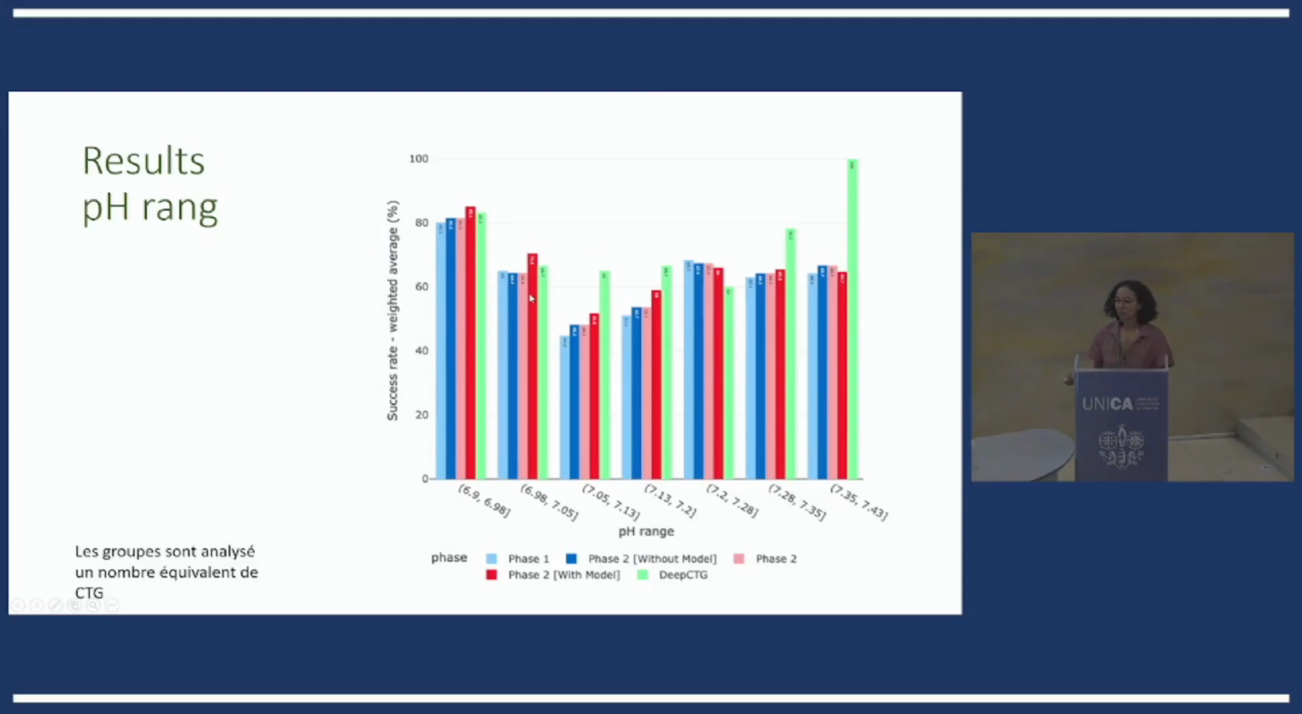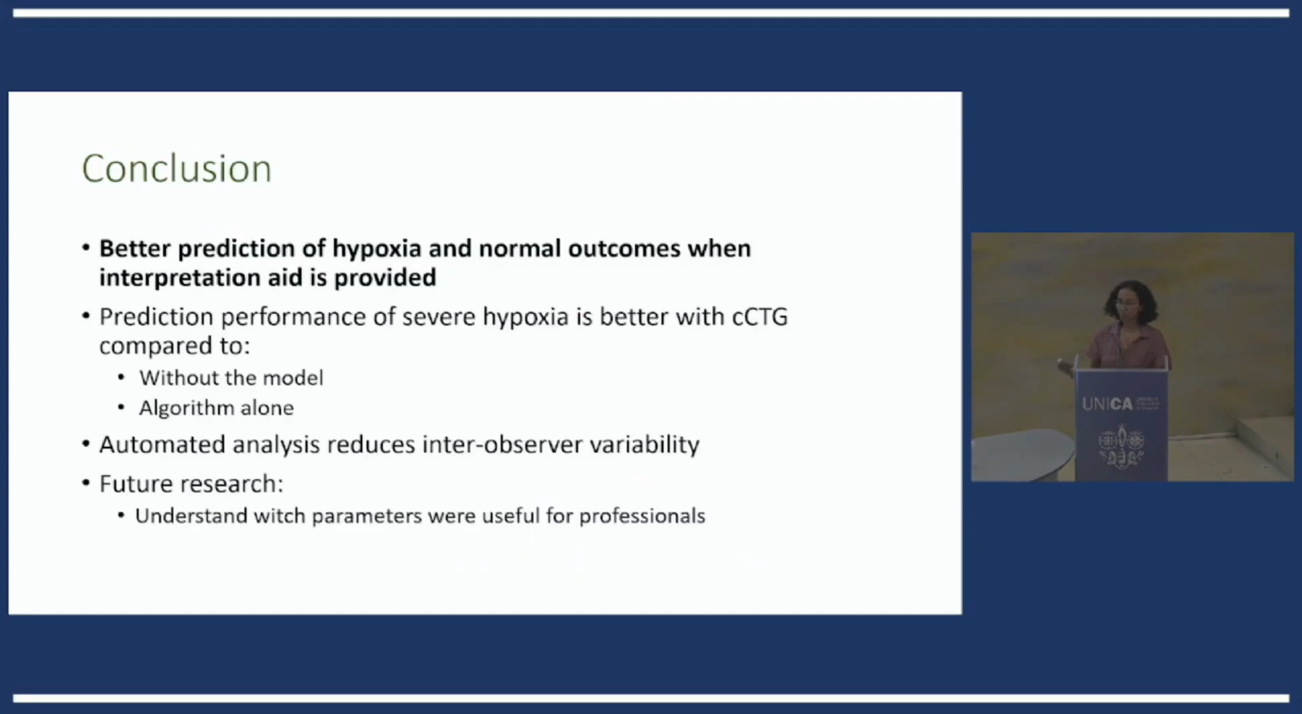So these are only first results we did. There is much information that needs to be developed, but it seems that we improved our prediction of hypoxia and also normal outcomes when we do the interpretation with the computerized cTGs. And the prediction performance of severe hypoxia is better with computerized cTGs compared to without model and compared to the algorithm alone.